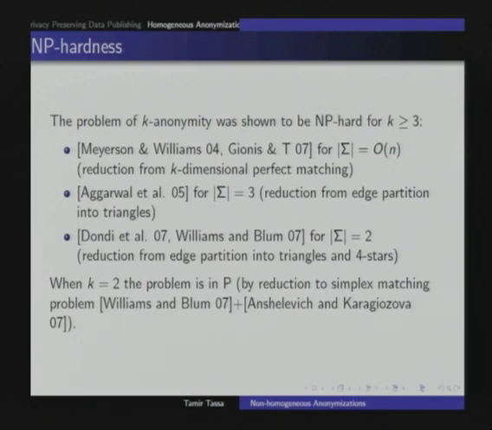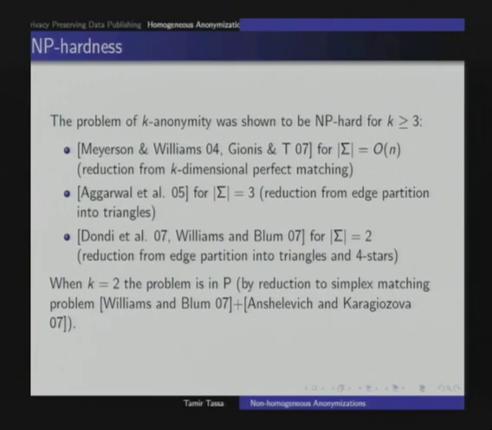Later on, we improved that result in the following manner. Meyerson and Williams considered only anonymizations by means of suppression, and their measure of information loss is just the number of stars that you had to use. We generalized this to a much wider class of generalizations and a wide class of measures of information loss. Later on, Agrawal et al. were able to dramatically improve the result by showing that the problem is NP-hard even when the size of the alphabets is 3.